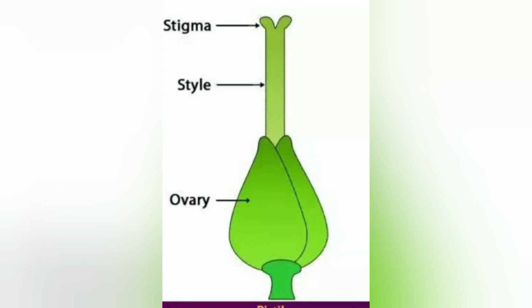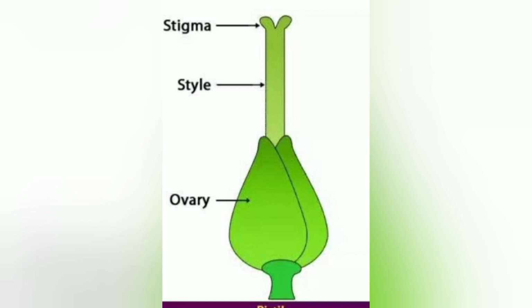So the stigma is the upper part of the pistil. It receives the pollen to affect reproduction. The style is the long part of the pistil. It provides a place for the pollen tube to grow. It also acts as a barrier for bad pollen.